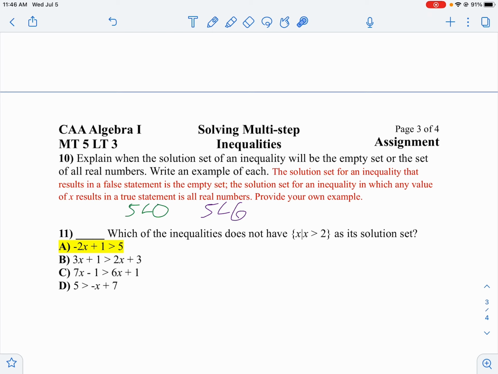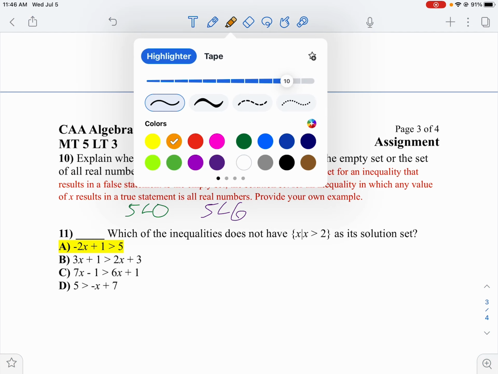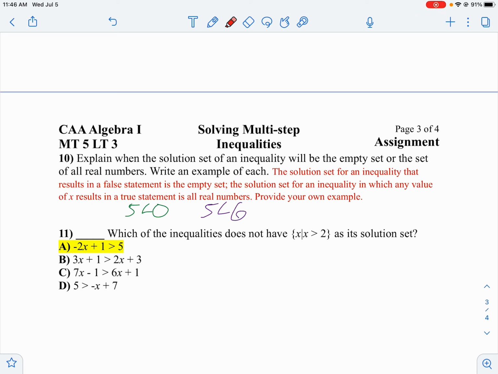On number 11, which one of these does not have a solution of x is greater than 2? Well, let's start with our first one here. So I'm going to subtract 1 from both sides. And then I'll get negative 2x is greater than negative 6. I'll divide both sides by negative 2. So I flip my inequality. And x is less than 3. Notice that is not x is greater than 2. We can stop right there. We could do the others if you want, but there's only one solution on this one because I didn't say multiple solutions.